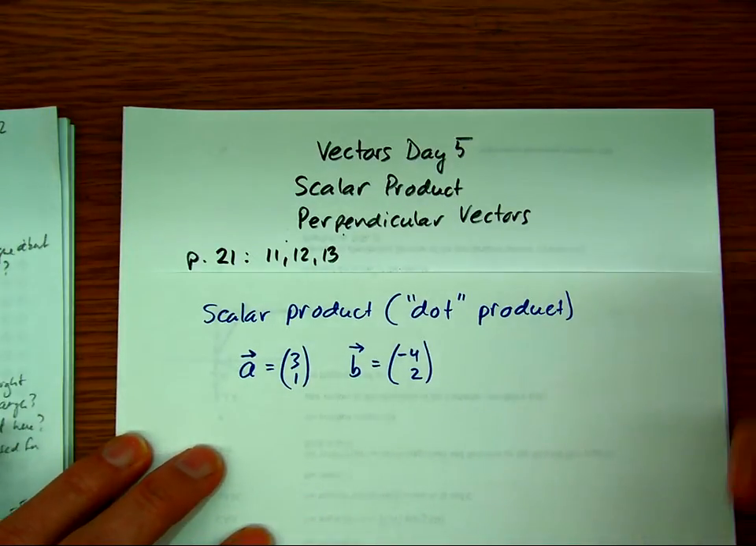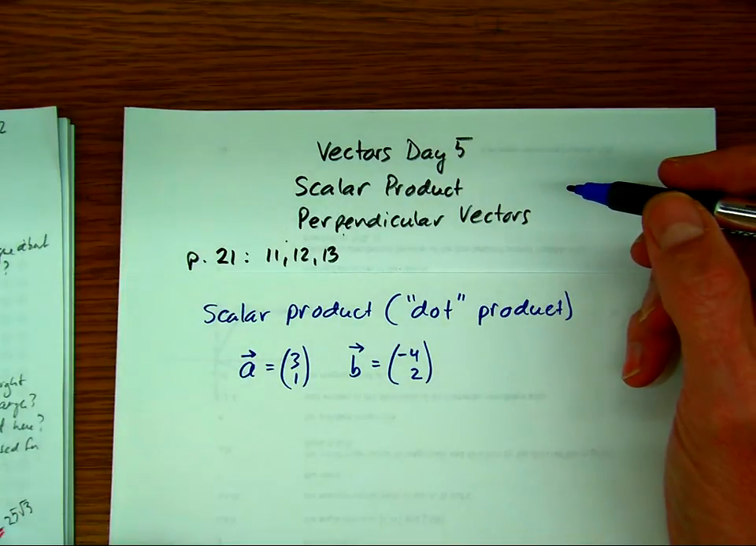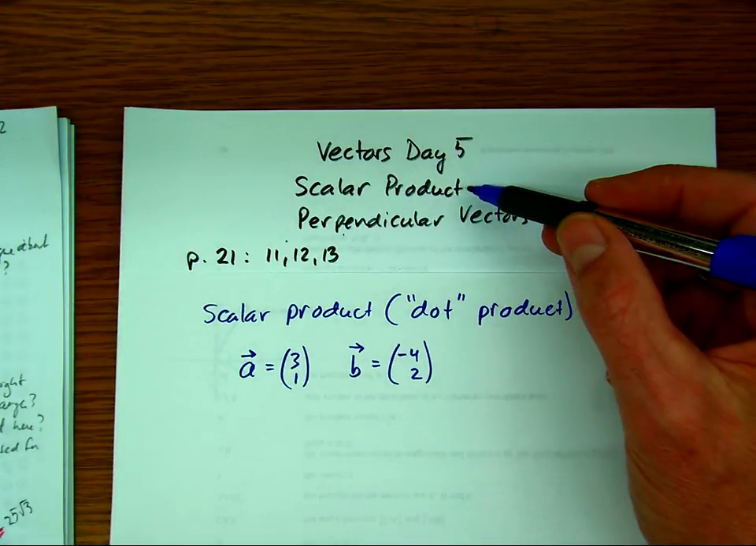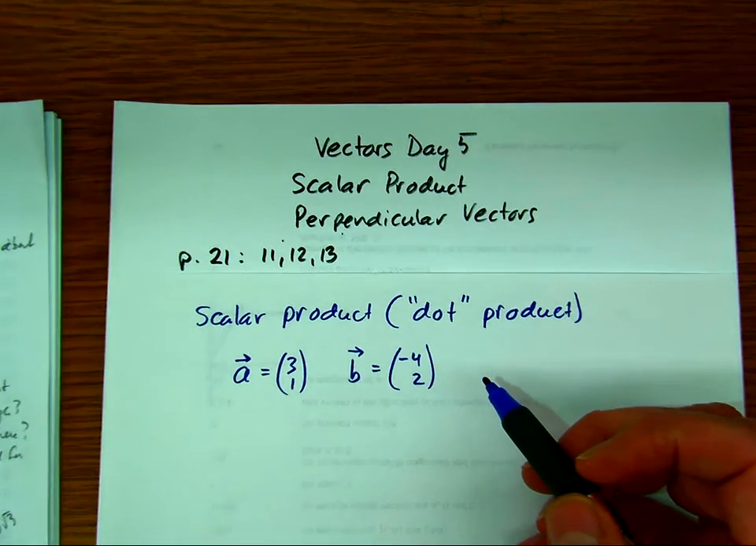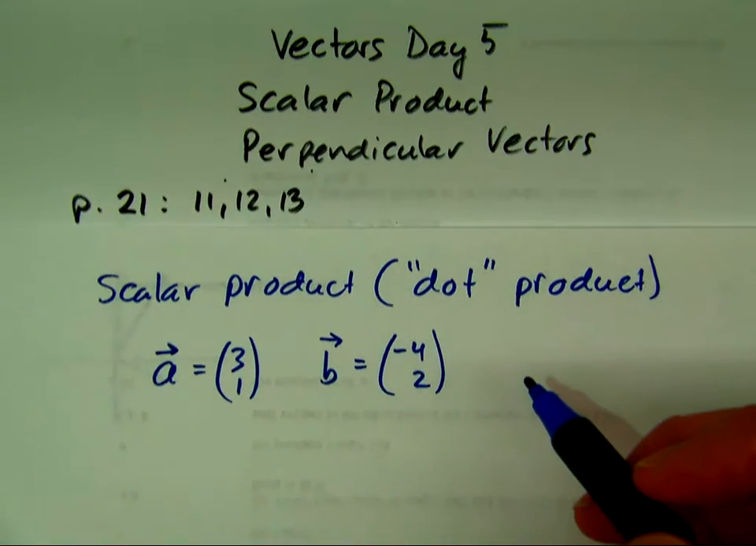All right, today we'll talk about a way of multiplying vectors. It's called the scalar product. It's also called the dot product. And this is how it works.